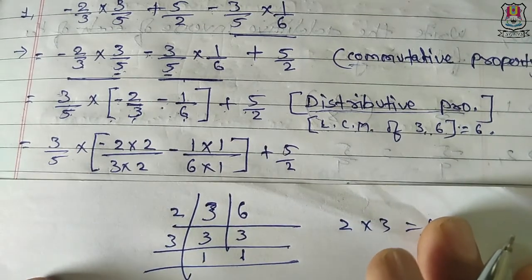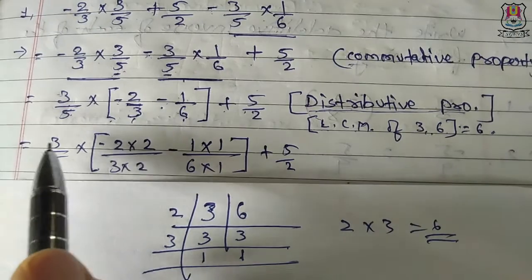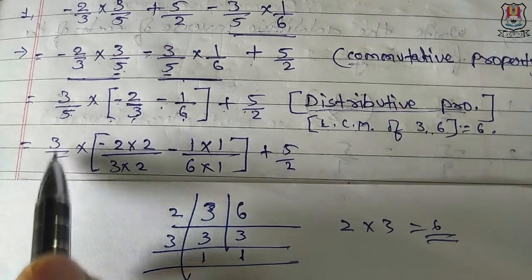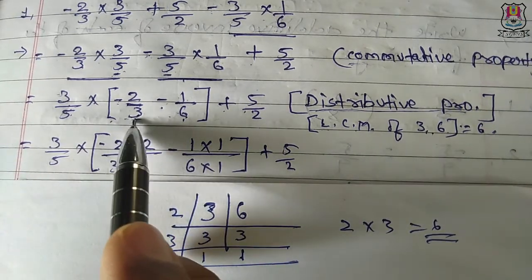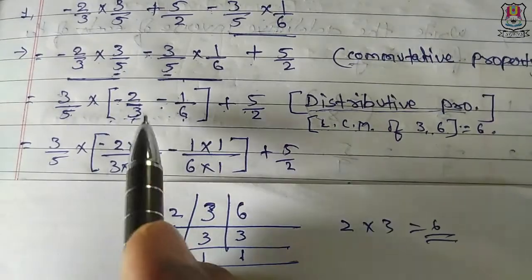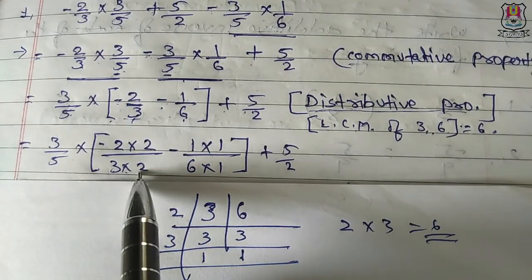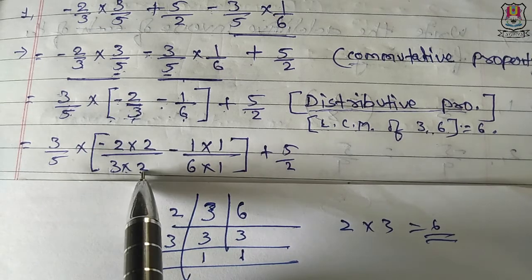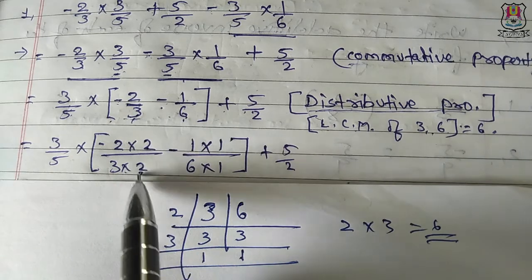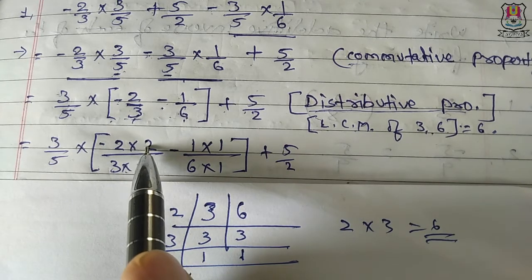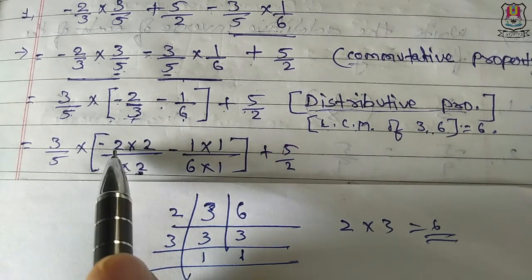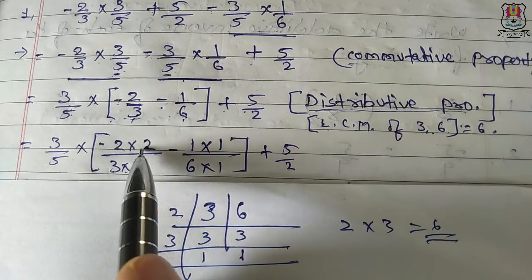Now when we have found the LCM, so 3 upon 5 as it is, multiplied by, so we have to make this denominator 6 because the LCM is 6, so multiplying 3 by 2 we get 6. So when we are multiplying the denominator by 2, we have to also multiply the numerator by 2. Whichever number we are using for the multiplication is to be used on the upper side of the rational number, that is in the numerator. So minus 2 is also multiplied by 2.